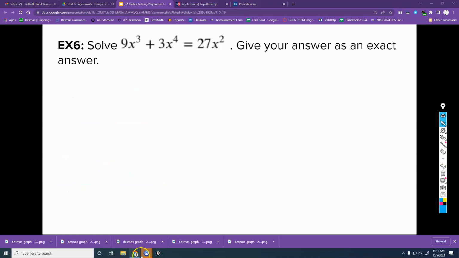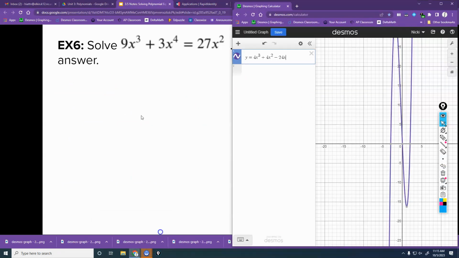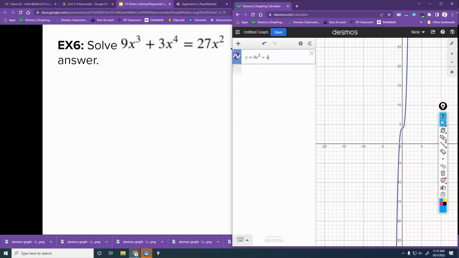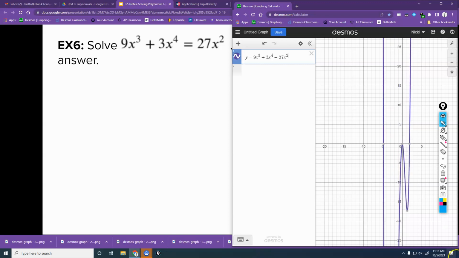Let me look real quick at Desmos at this one. I realize we're about out of time. We're going to do this last problem. Just want to see if this is the one I want to do. X to the third plus 3x to the fourth minus 27x to the second. I'm going to do that one. Oh, I did want to do this one.